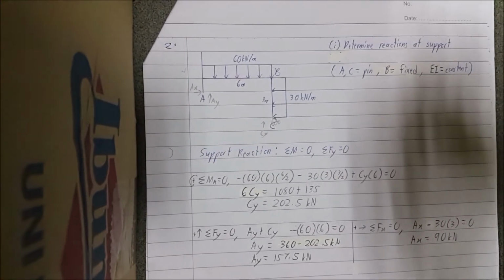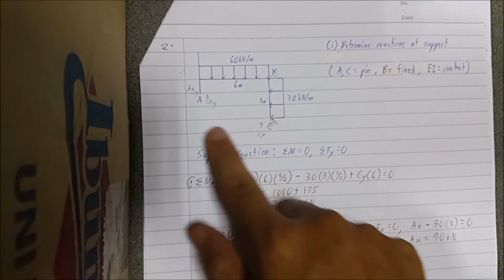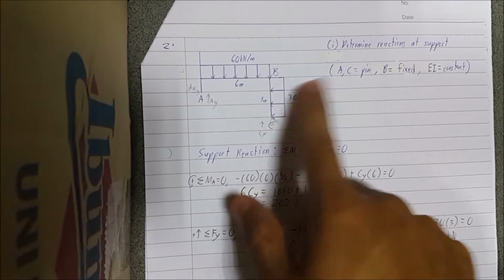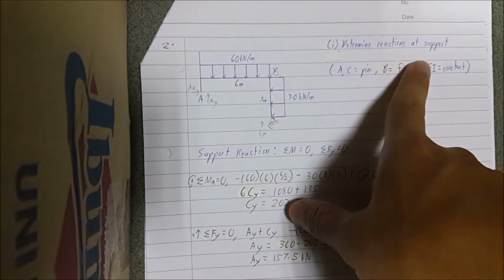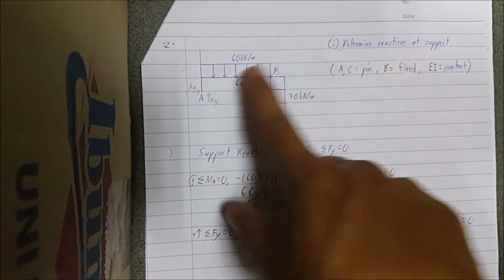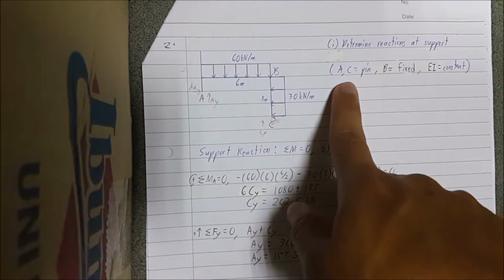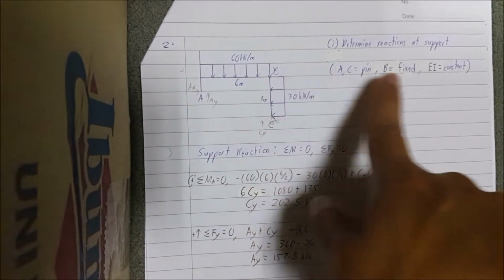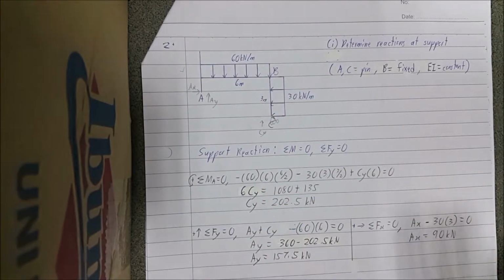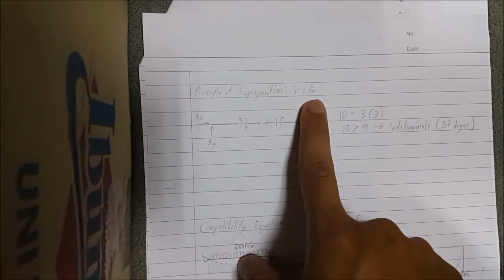Okay, moving on to the second question. The question gave us this structure, and they asked us to determine the reactions at the supports. They also told us that A and C are pins, B is a fixed end, and EI is constant. So first thing first, like usual, we have to identify the principle of superposition, R equals 3N.